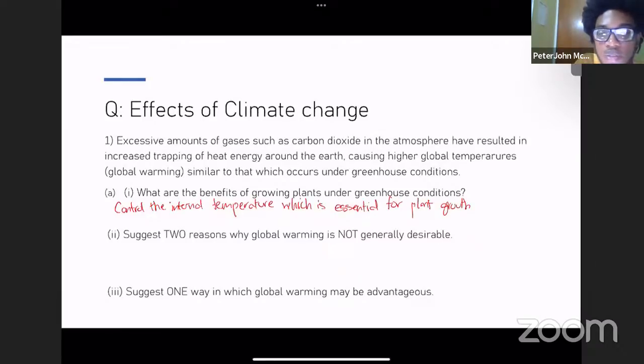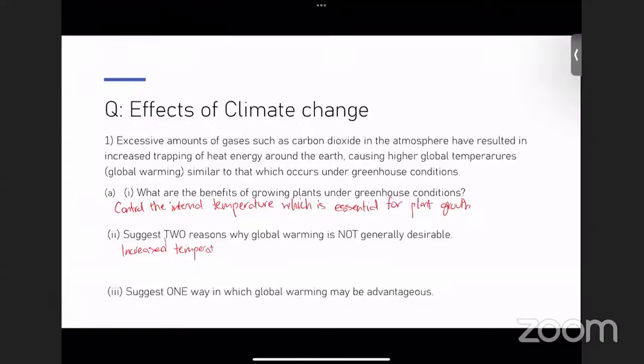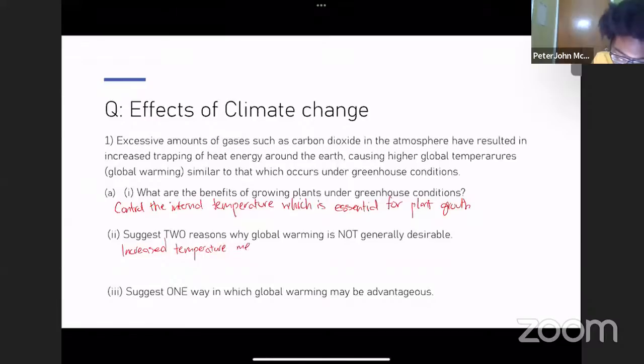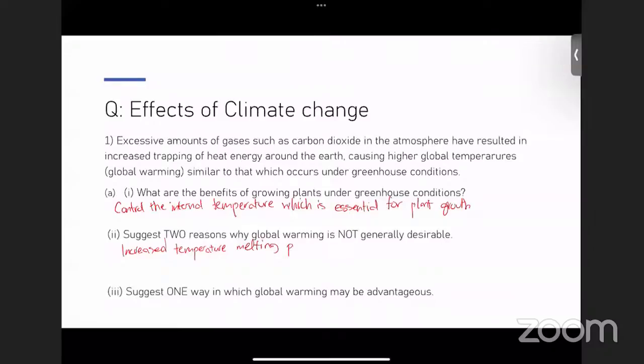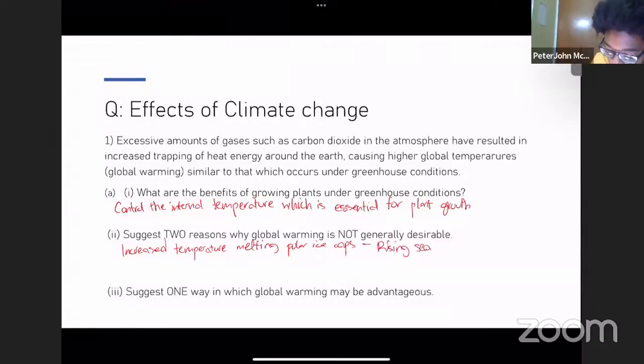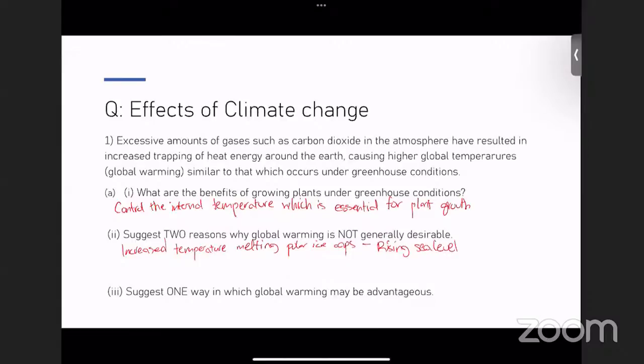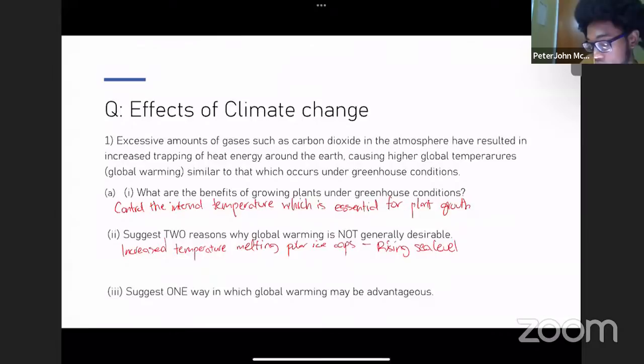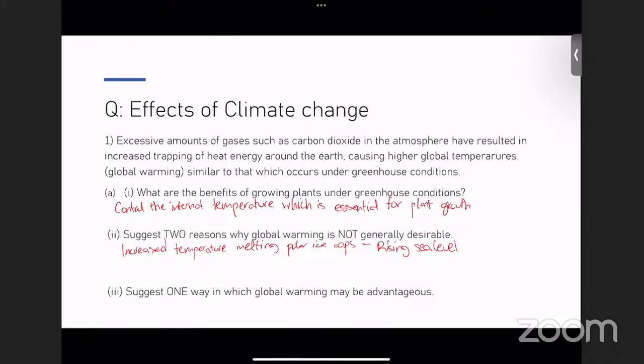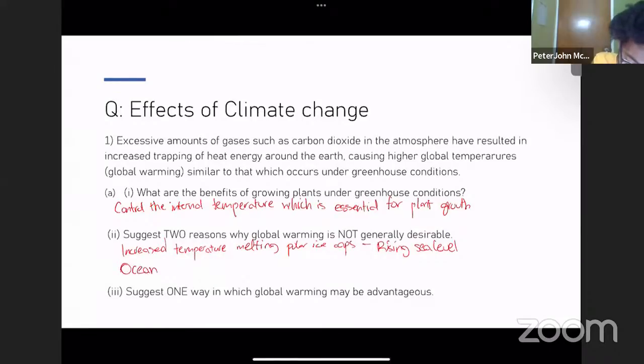So just 2 reasons why global warming is not generated. Oh, I saw places getting hotter. Increased temperature. What does the increased temperature cause? Melting of the polar ice caps. Rising sea level, flooding. Perfect. If the sea level rises, what happens? Flooding of lowland areas. Yeah, perfect, guys. Give me another reason, please. Sir, you increase the acidity of the ocean. Ocean acidification. Perfect.